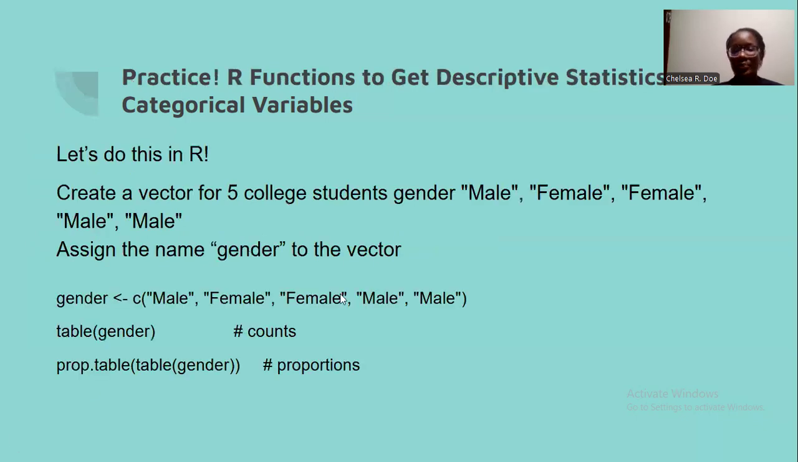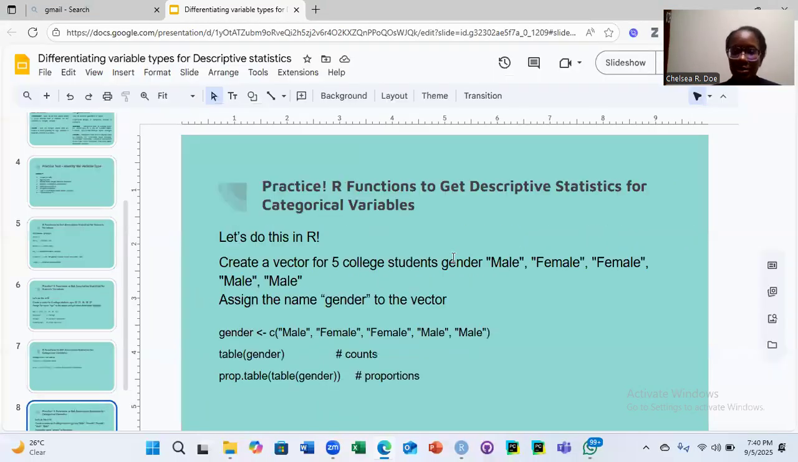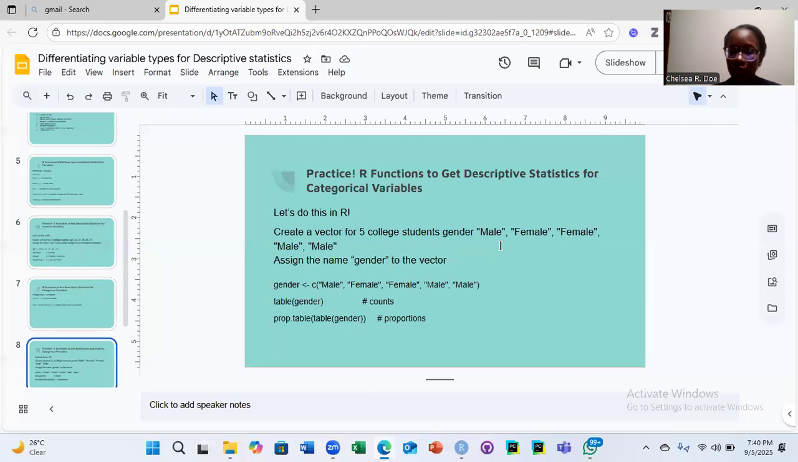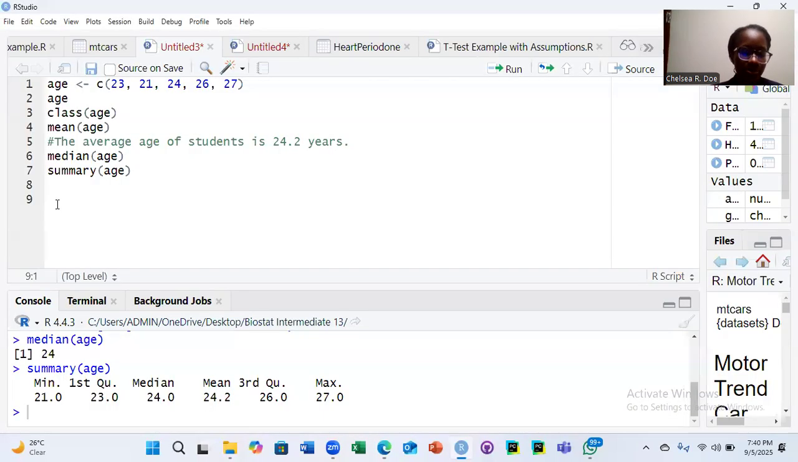So let's practice now. For the 5 college students, let's assign gender to these 5 students. So I want to also go back in R and create a vector for gender for male, female, female, male, and male student, and assign gender to that vector. So you can pause the video and do that, and then we can apply the appropriate functions in R. So let's do this here.